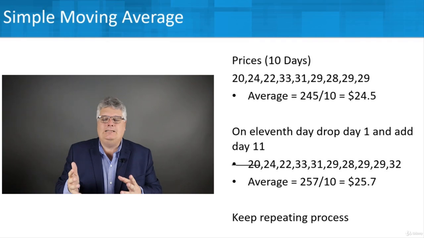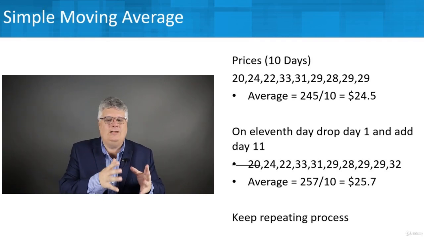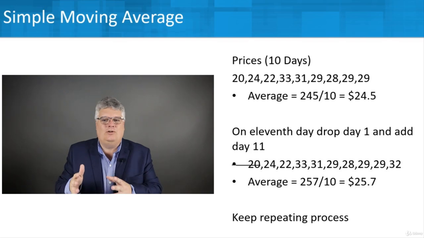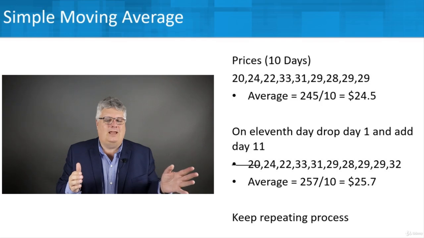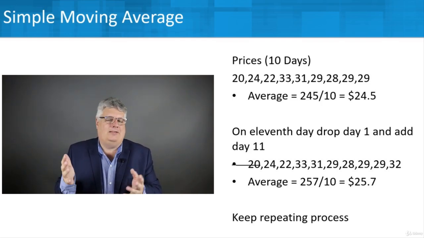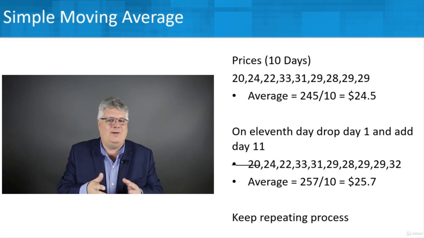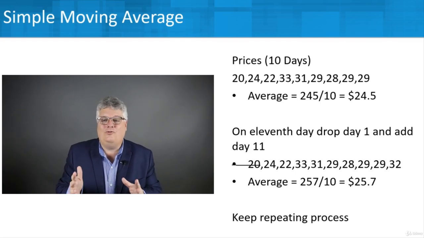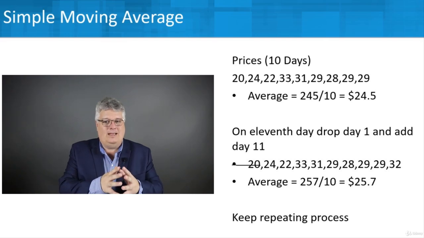So in this example, let's say we were looking at the price of a security over 10 days, and you can see the prices at 20 and 24 and 22, and you're going back, the most recent price would be 29 to the far right, and you go to the left, and 10 days ago was at 20. So you do the average, this is a basic math problem, right? You add up the numbers, you divide by 10 periods. The average is 24.5, right?